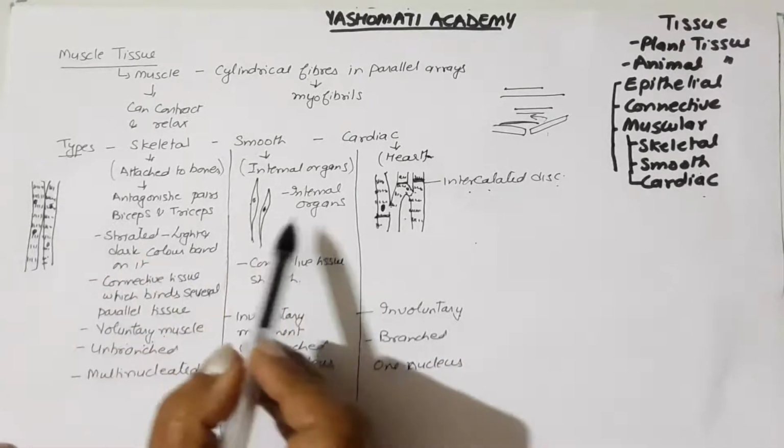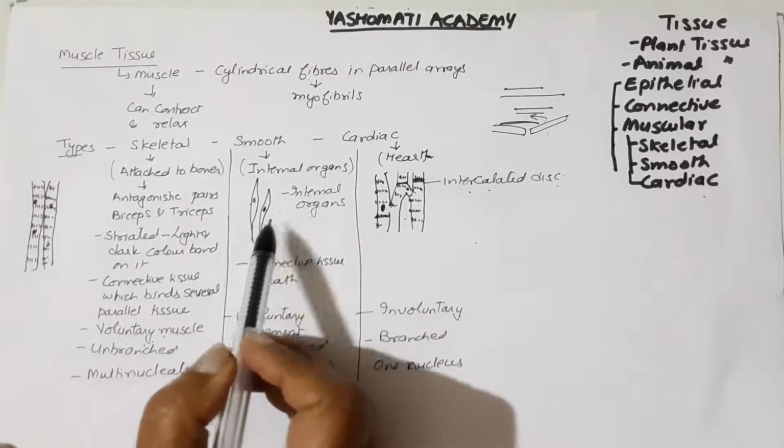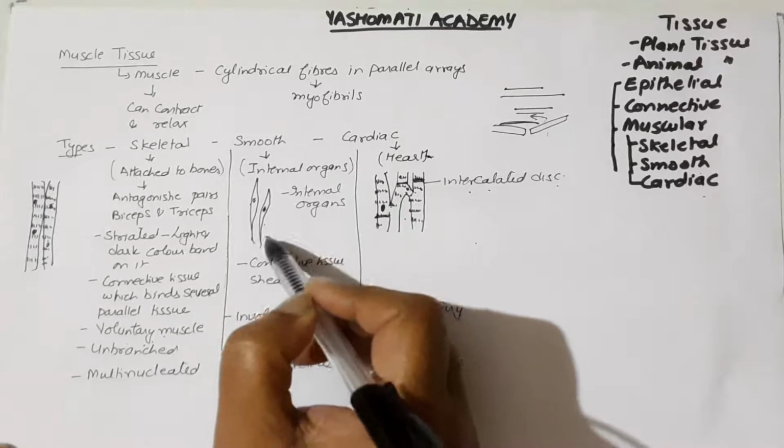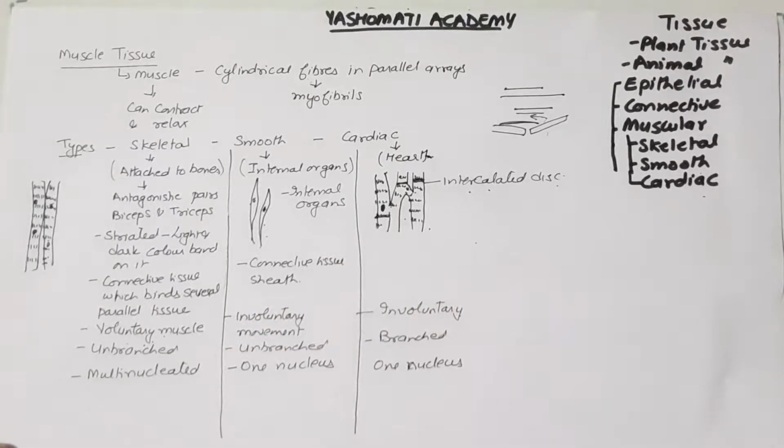Another difference in their structure is that of striations. Smooth muscles are smooth; that is why they are called smooth muscle, because they don't have striations on them, whereas cardiac muscles are also striated.